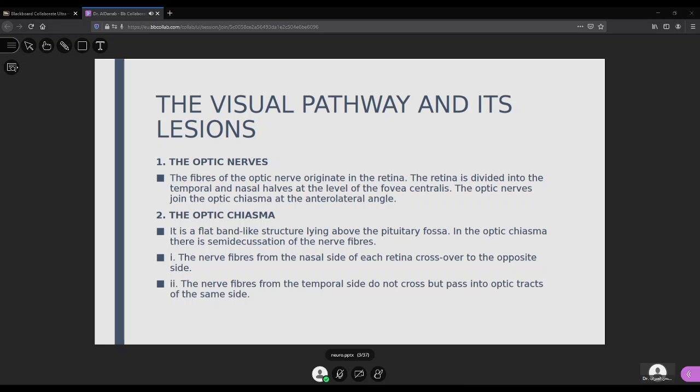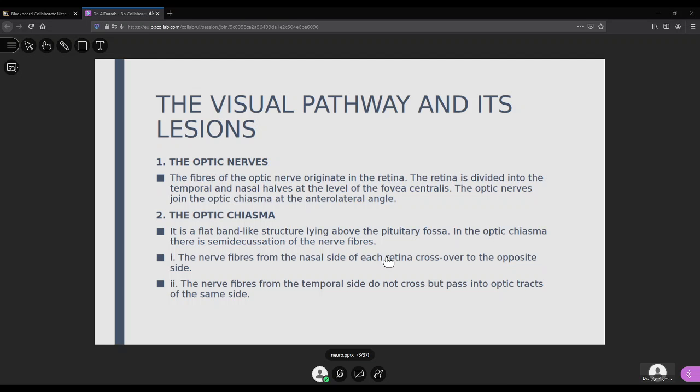This is very important. The optic chiasma is above the pituitary fossa, and we'll know why later. In the optic chiasma, there is a semi-decussation of the nerve fibers, and we'll know what this is later in the optic nerve lecture.